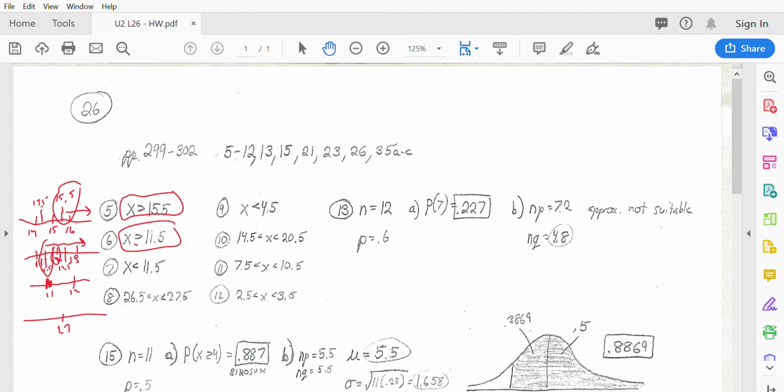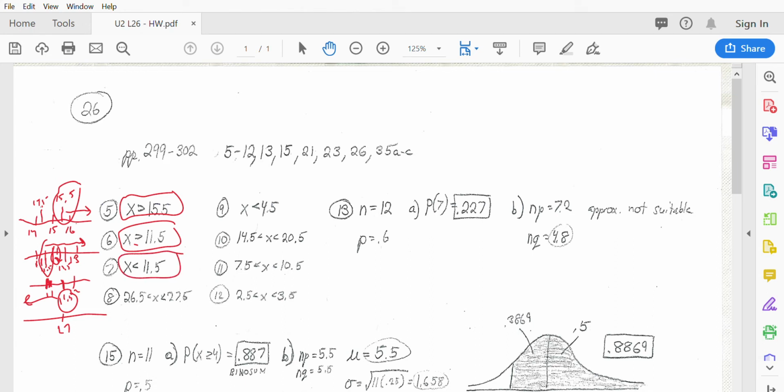All right, the next question, number 7, says fewer than 12 crying babies. So fewer than 12 means less than 12, so I'm going to start at 11.5. And now I'm going to shade to the left. So that's why I wrote less than 11.5.